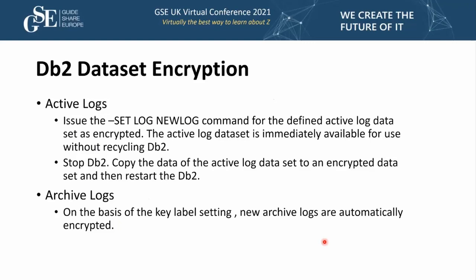You can issue the STOP DB2 command, run the DSNJU003 NEWLOG statement, and restart Db2 to enable the use of encrypted active log datasets. Or you can issue the SET LOG NEWLOG command. The active log dataset is immediately available for use without recycling Db2. On the basis of the key label setting, new archive logs are automatically encrypted.